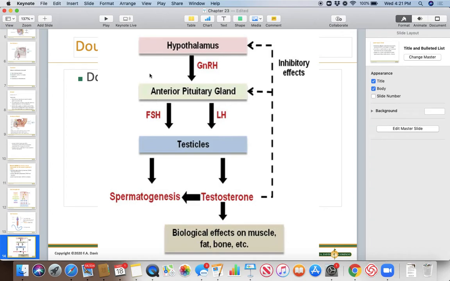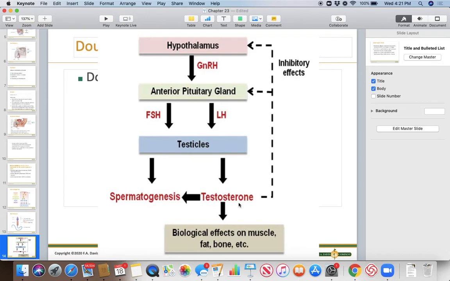Alright, next is the negative feedback loop that controls testosterone levels. So normally hypothalamus secretes GnRH, which causes the pituitary gland to release FSH and LH. LH causes the testicles to produce testosterone. Then testosterone has these inhibitory effects on the hypothalamus and the pituitary gland, so they'll stop releasing GnRH and LH.